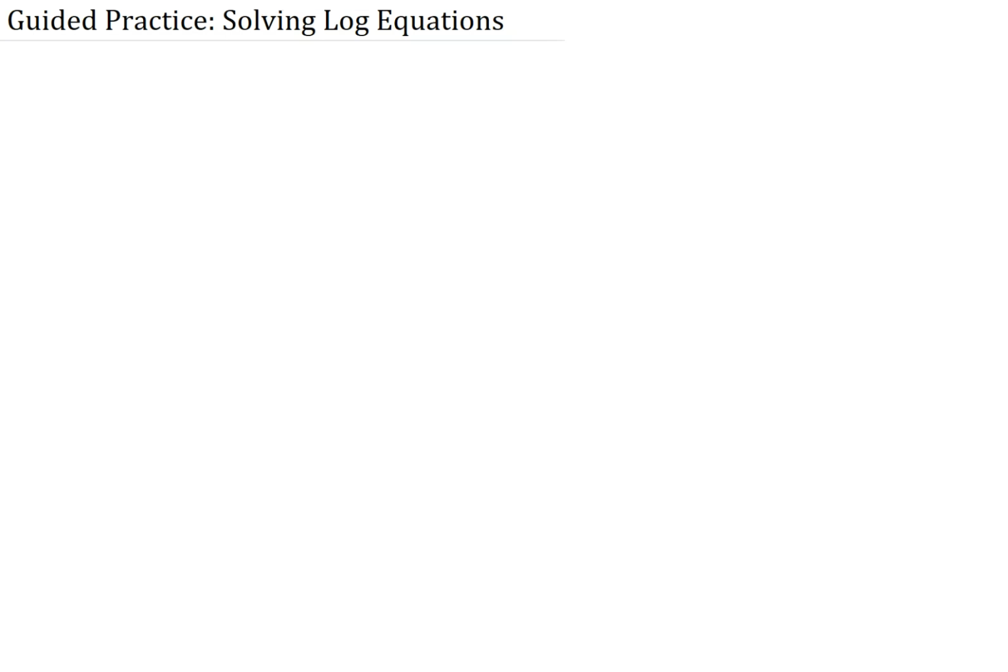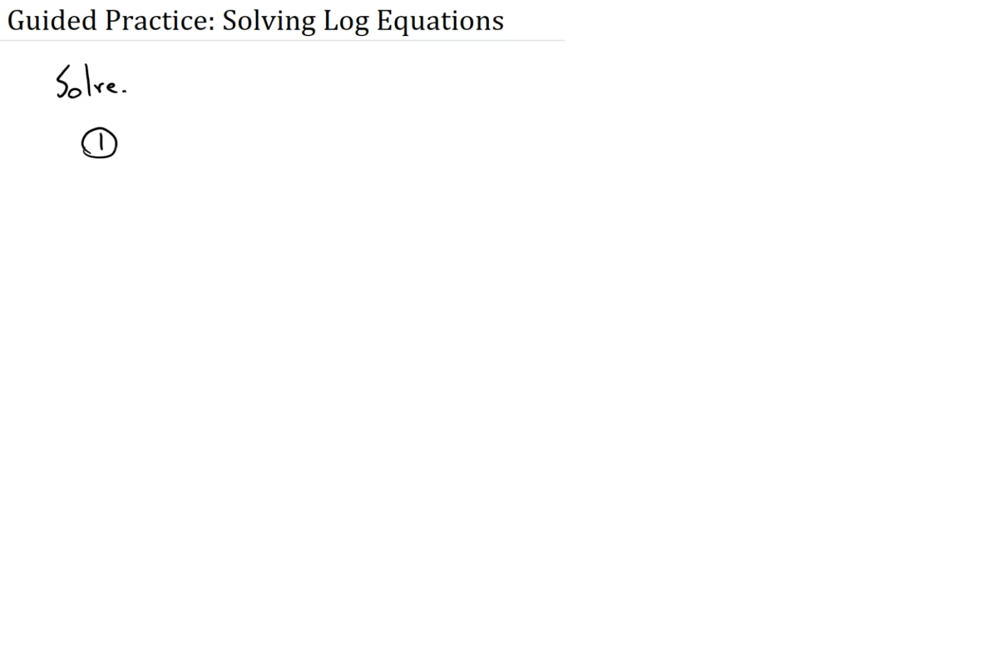Let's look at a couple problems where we're trying to solve equations that have logarithms. So the instructions will be solve. Okay? And I'm going to guide you through the ideas here without showing you all the steps.